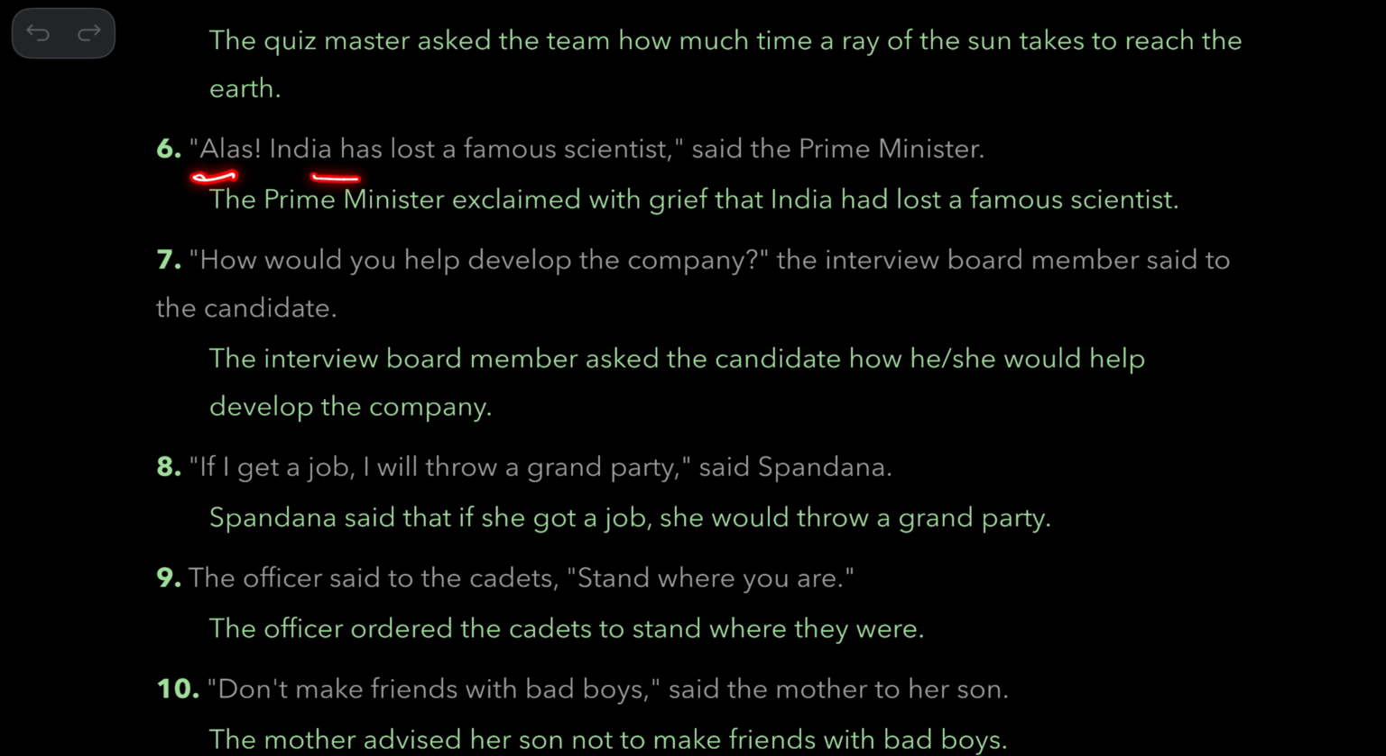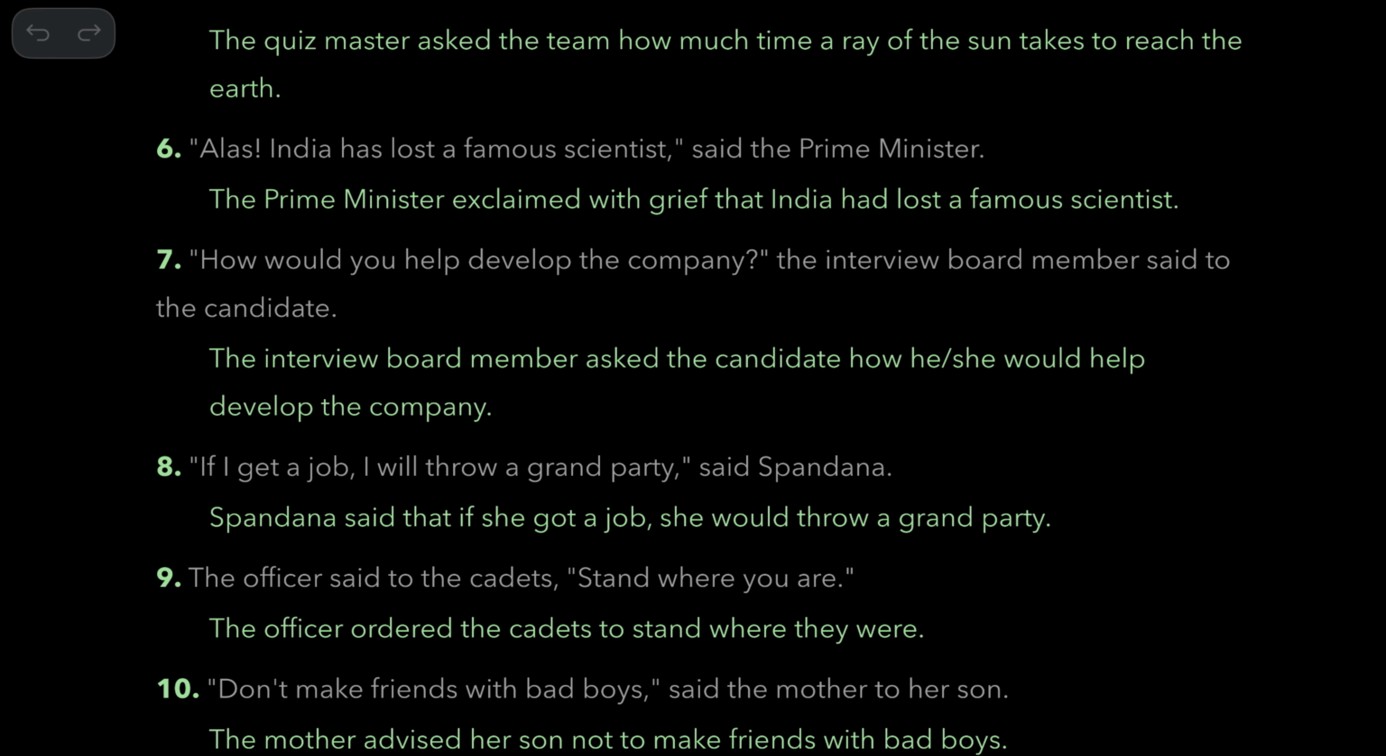"Alas, India has lost a famous scientist," said the Prime Minister. The Prime Minister exclaimed with grief that India had lost a famous scientist. "How would you help develop the company?" the interview board member said to the candidate. The interview board member asked the candidate how he would help develop the company.